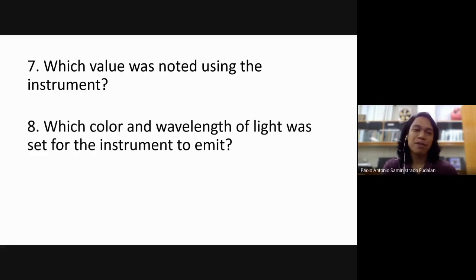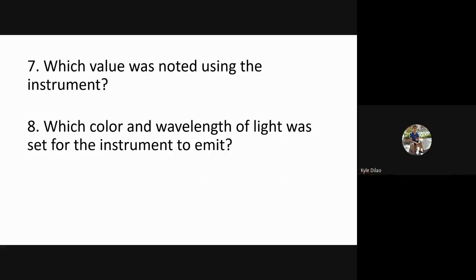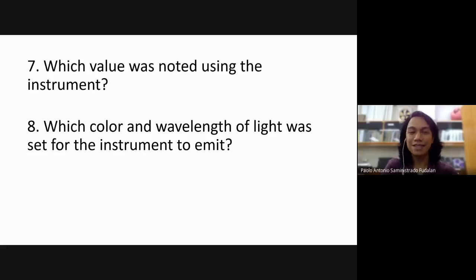So which color and wavelength of light, because we are measuring absorbance in terms of light color. So which color or wavelength of light was set for the instrument to emit? One, sir. 595 nanometers ang wavelength. Yellow line color. Yes, that is correct.